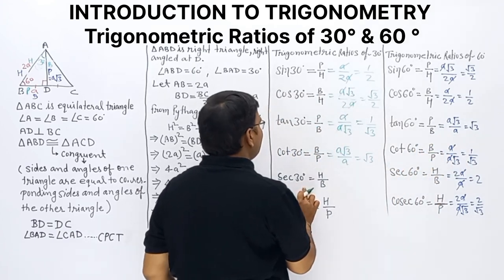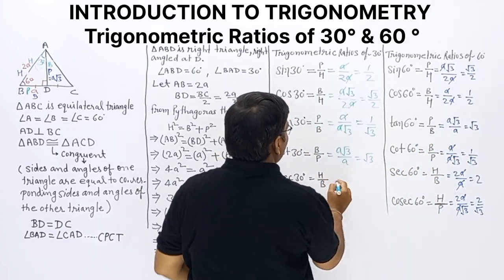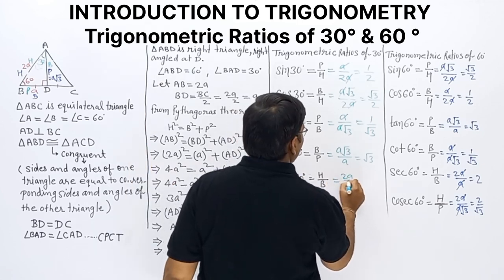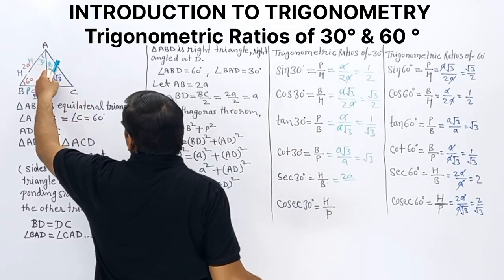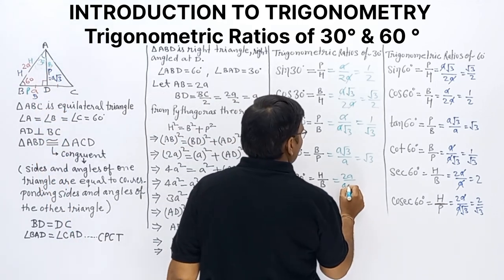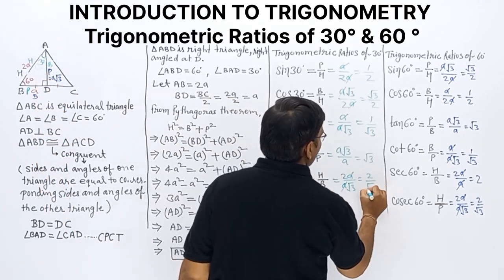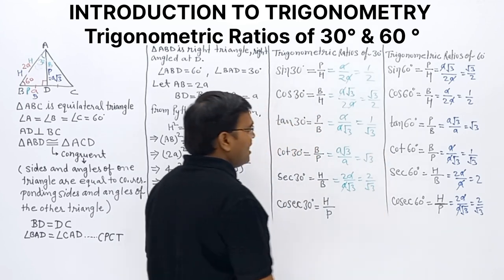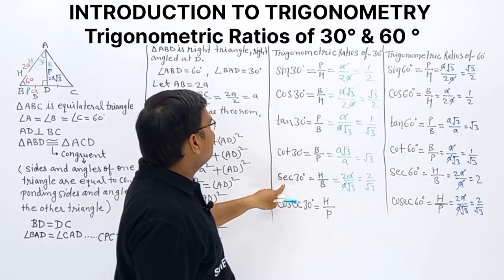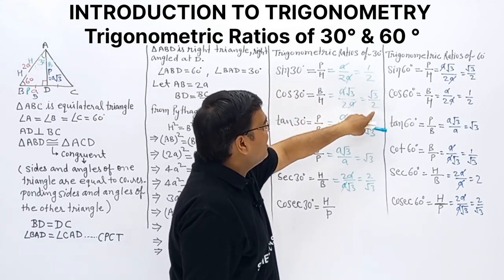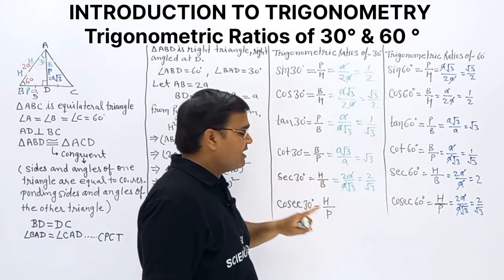Clear? Now sec 30 is the reciprocal of cos 30. So for cos 30, H is 2A, and for 30 degree, B is A square root of 3. A and A cancel, what is remaining? 2 upon square root of 3. Sec 30 is 1 upon cos 30. 1 upon root 3 by 2 will be 2 upon root 3. That's okay.